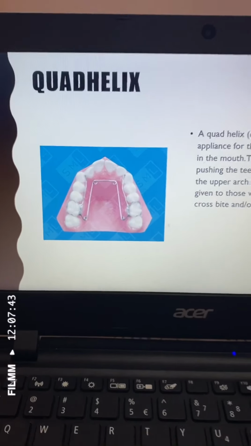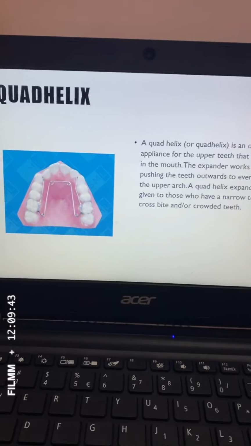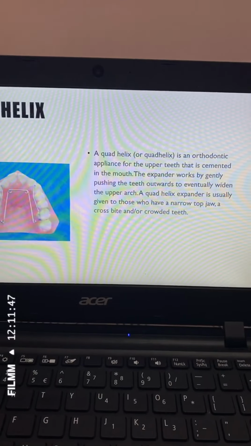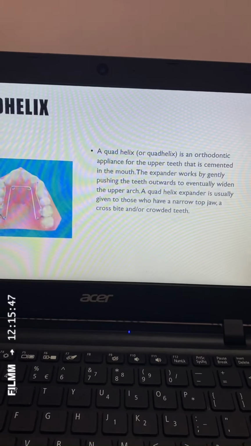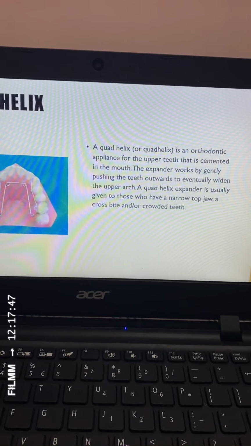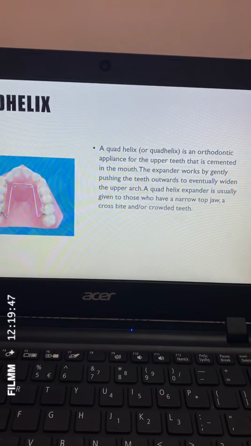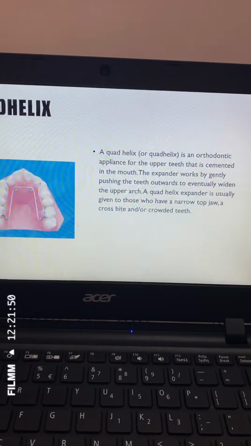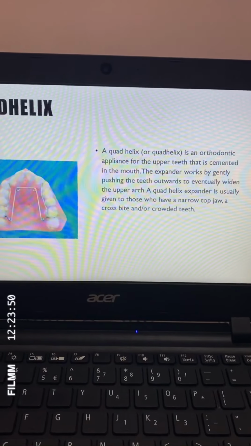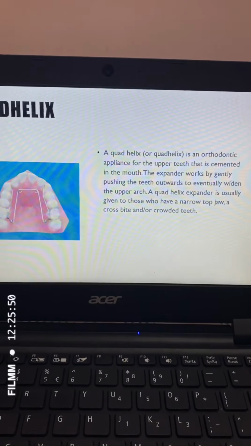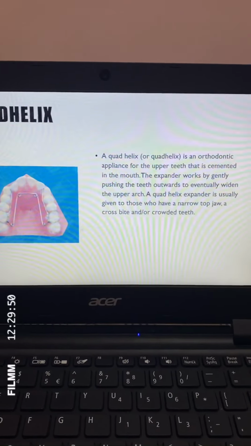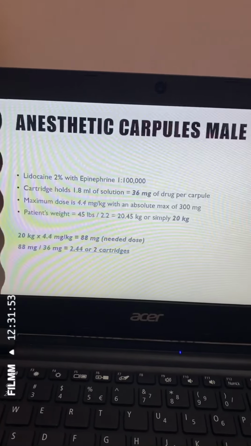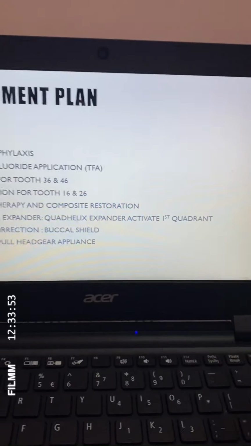So for the space regainer appliance, we have here the quad helix. A quad helix is an orthodontic appliance for the upper teeth that is cemented in the mouth. So the expander works by gently pushing the teeth outward to eventually widen the upper arch. So a quad helix expander is usually given to those who have narrow top jaw, a crossbite, and or crowded teeth. So as I've said earlier, we need to activate the first quadrant only.